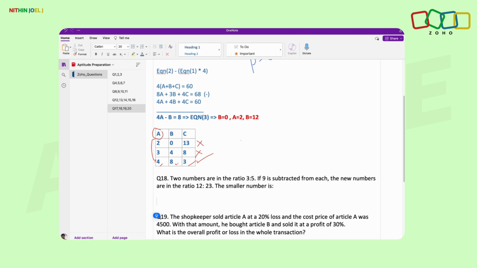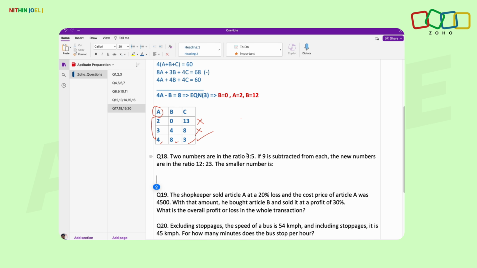So let's move on to the 18th question. There are two numbers in the ratio of 3:5. If 9 is subtracted from each, the new numbers are in the ratio of 12:23. The smallest number is? So there is a particular pair of numbers in the ratio of 3:5. If those numbers are each subtracted by 9, then we will form a new ratio which is 12:23. We should find what is the smallest number.